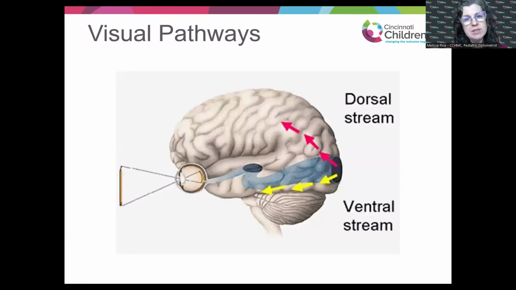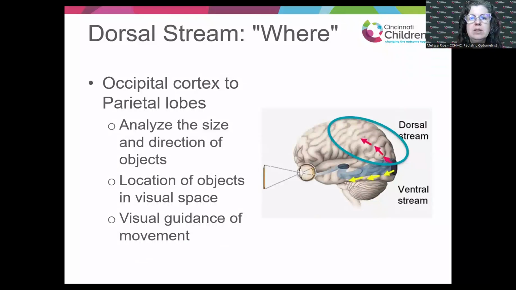So it's broken down to two visual pathways, the dorsal stream and the ventral stream, and we'll go into that in the following slides here. The dorsal stream is the where pathway, right? It goes occipital lobe, which is the back, right back there at that dense blue circle, and through the parietal lobes. So that helps us analyze the size and direction of objects, location of objects in our visual space, and the visual guidance of movement.